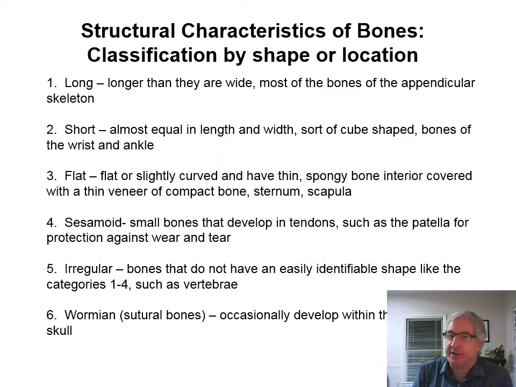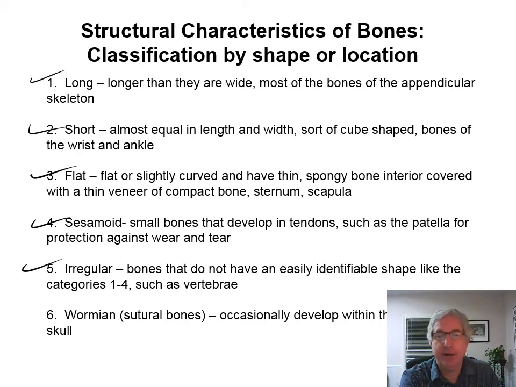What are the structural characteristics of bones? You classify them by shape or location. In the first classification, we're going to talk about shape. So you have long, short, flat, sesamoid, irregular, and wormian or sutural bones. Long bones are longer than they are wide, pretty simple, like your forearm bones, your upper arm bone, the humerus. Your leg bones are all long bones. Short bones are almost equal in width and length.